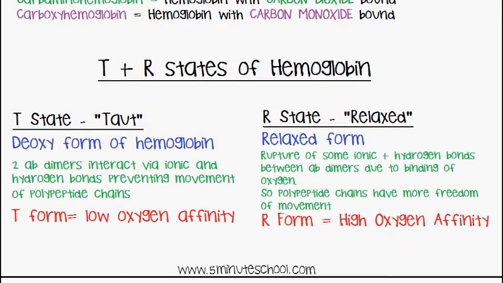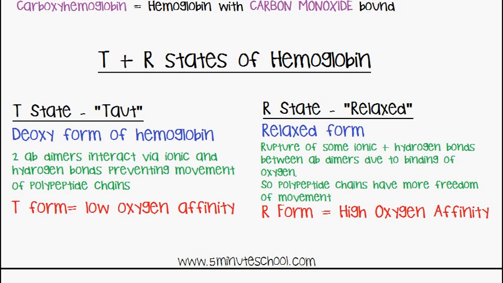And finally, to finish off the video, there's various states of hemoglobin. They're known as T and R states. The T state means taut, and it's the deoxy form of hemoglobin. The 2 alpha beta dimers interact by ionic and hydrogen bonds, and what this does is it prevents movement of the polypeptide chains. So in this state, there is a low oxygen affinity, because there's little movement between the alpha and beta dimers.